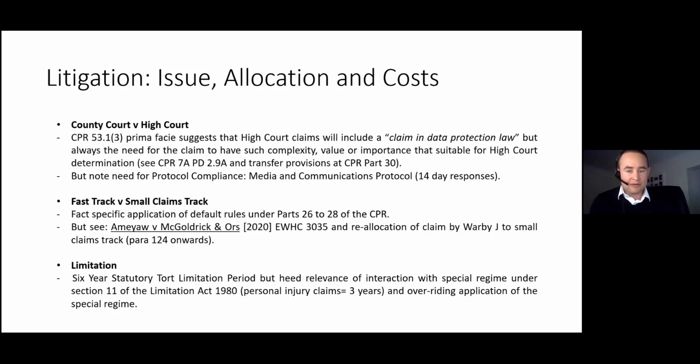I end finally with a reference to limitation. Beware the pitfall of introducing an actionable personal injury claim. The 3-year special regime can apply even if otherwise a different length of limitation period might apply to the statutory tort, once you introduce an actionable personal injury claim under section 11. That has been a slight whistle stop tour from my point of view.